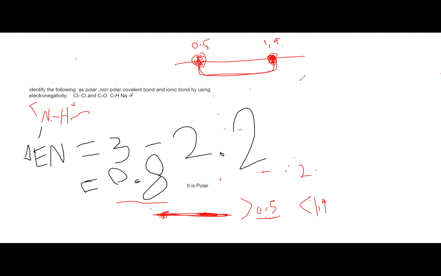Which one has more electronegativity than the other? This is the second question. The N has more electronegativity. Okay? Are you okay, Ali? Yes. Do you feel good now? Yeah.